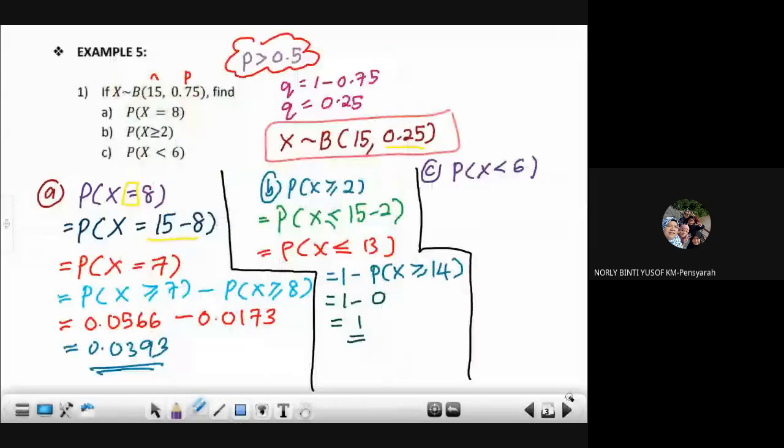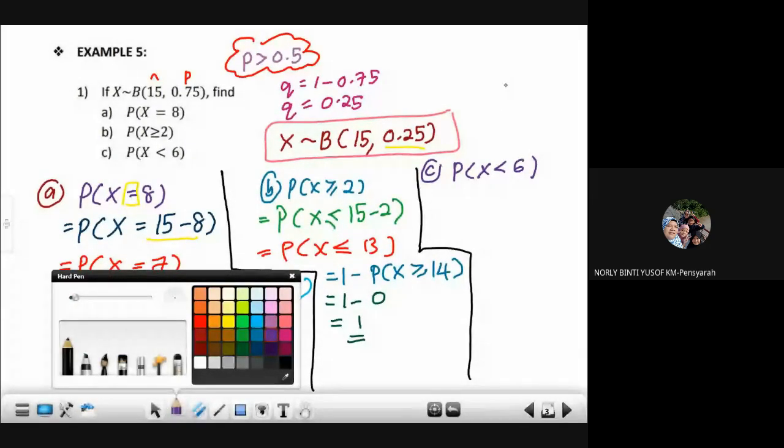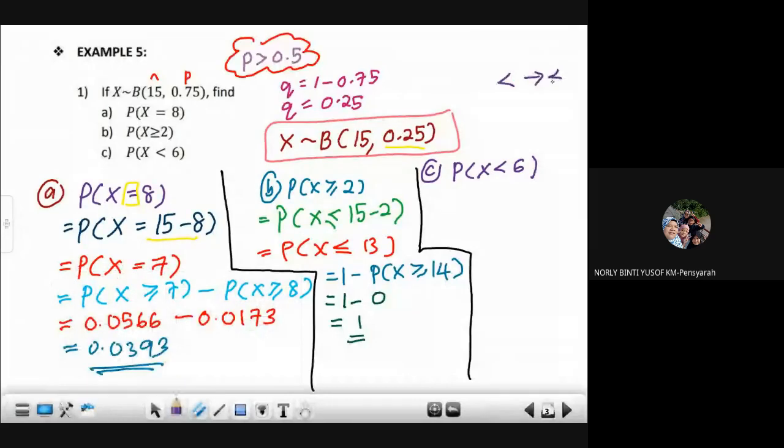Jadi dekat sini, sebelum you tukar, you kena make sure the symbol is equivalent to apa. Untuk contoh kalau lesser, nak tukar jadi lesser sama dengan.